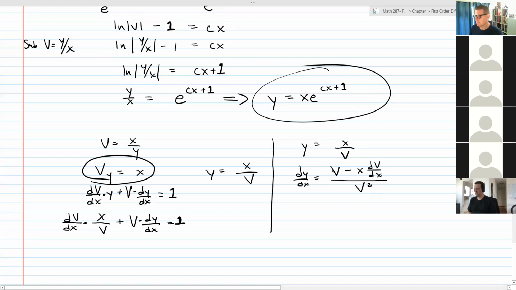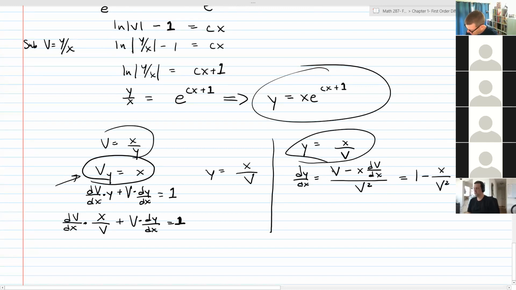Okay. I was trying to do it without actually doing the quotient rule. I think this is probably easier. Just use y equals x over v, right? Change this instead of doing it this way. And then this ends up equaling 1 minus x over v squared times dv dx. Just make sure it's as simple as I can get.